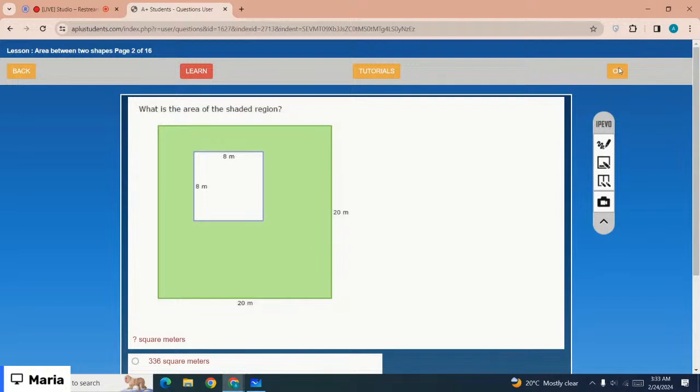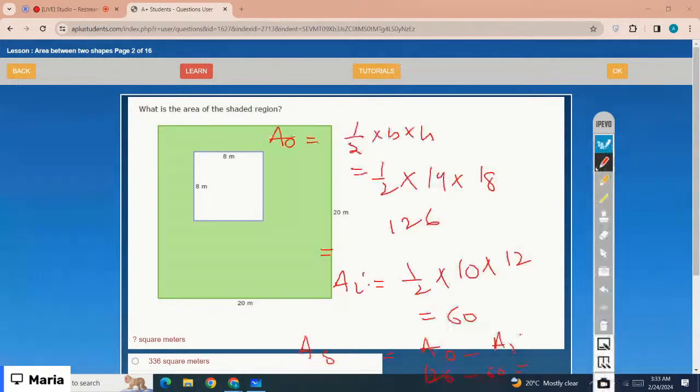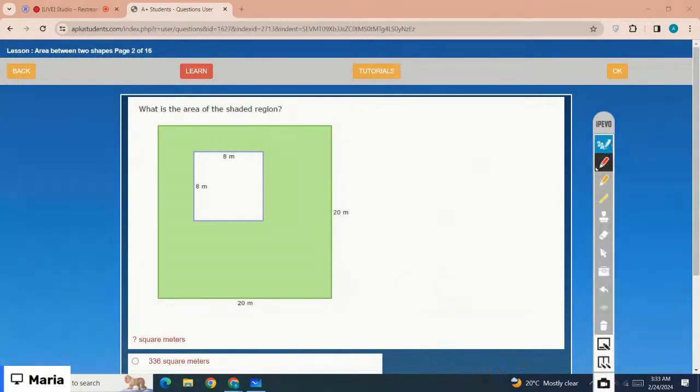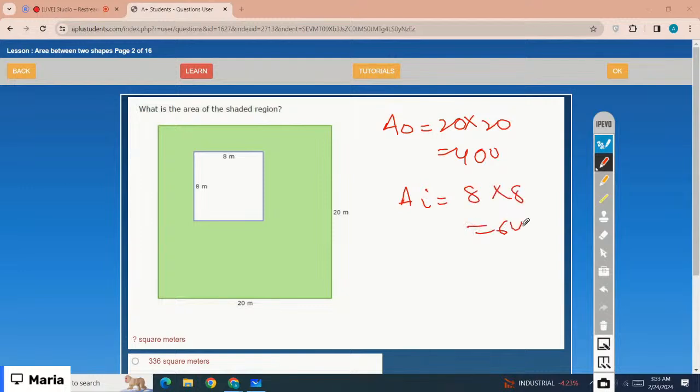Okay, next one, you are given two squares, so just do the same thing over here. Calculate the area of both these squares and subtract the inner one from the outer one, right? So the area of the outer square is 20 times 20, that is 400. And the area of the inner one is 8 times 8, that is 64. So the area of the shaded region is 400 minus 64, that is 336, I think.